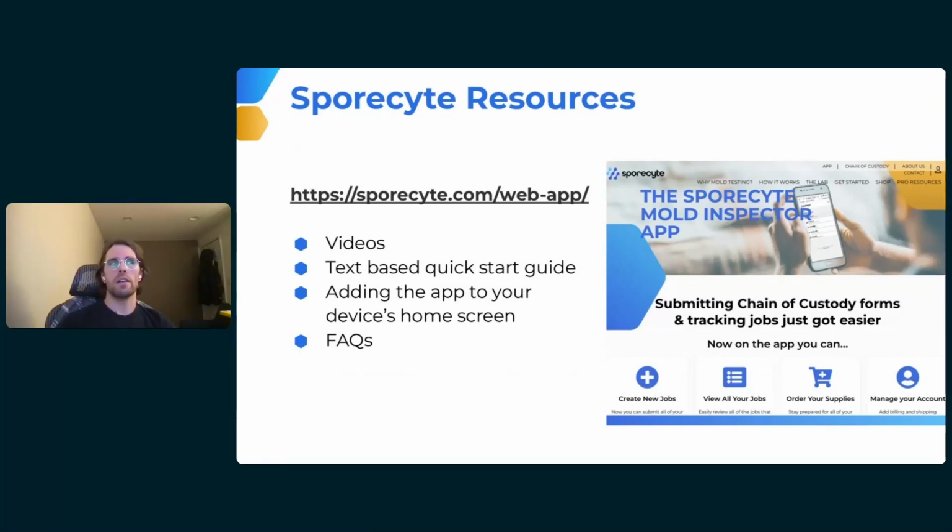Like I've said, this is a web app that you access through a browser, but you can actually add an icon to your home screen where it would act like any other app that you've used. You could add a Sporecyte button, and when you click on it, it would open up the app for you. There are videos on how to do that for Apple as well as Android devices. And then there are some frequently asked questions. If you have general questions that you think may be pretty straightforward, they're probably covered in the FAQs there.